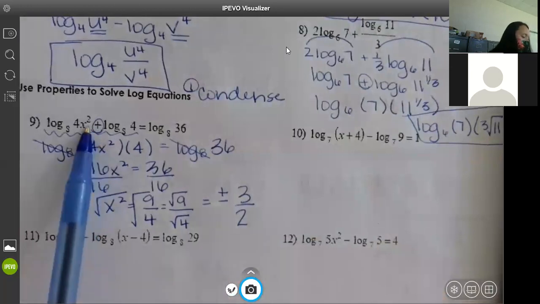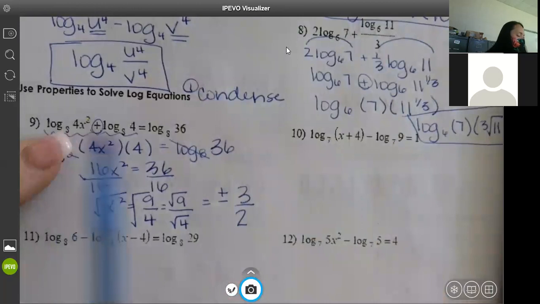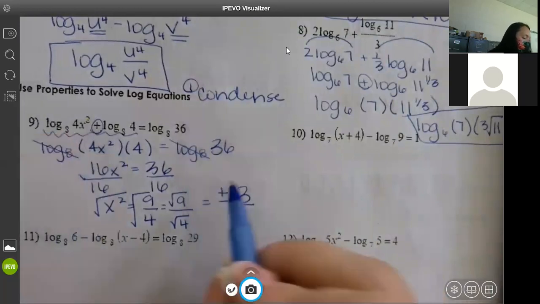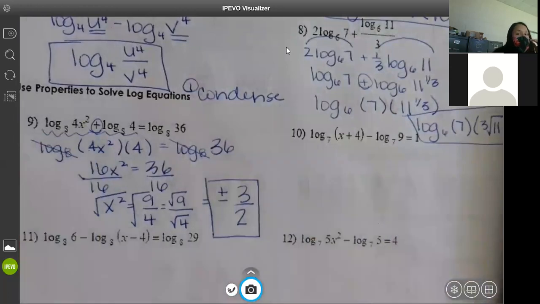And then I need to make sure that they work in the problem. The only x that I have is right here. And since I'm squaring it, not adding or subtracting, that negative is going to cancel out. Both of these are going to work. Remember, I do not want a negative or a 0 in that log.